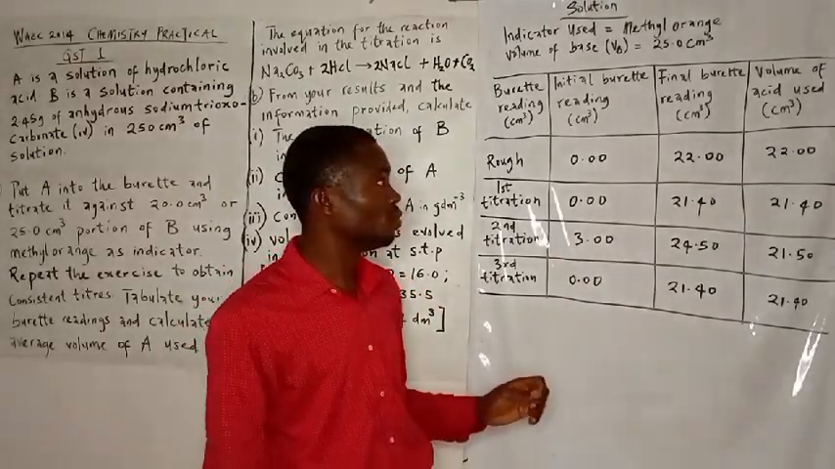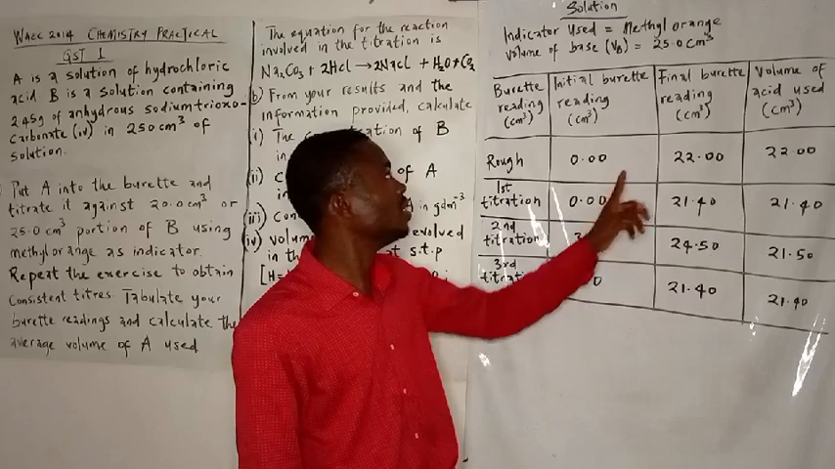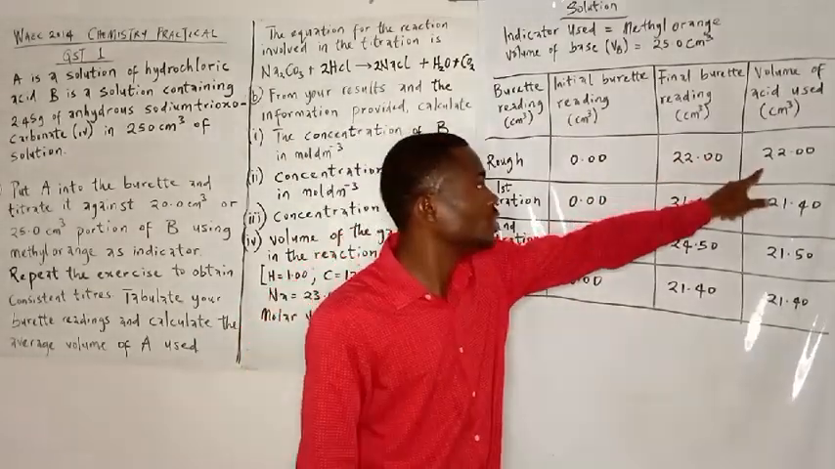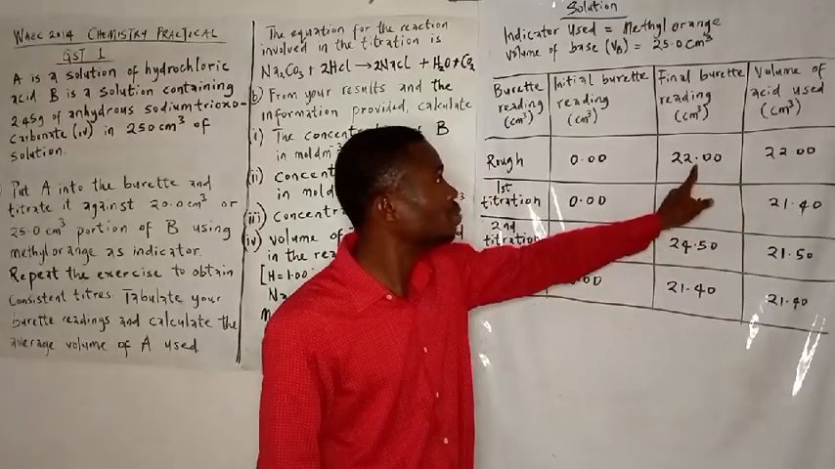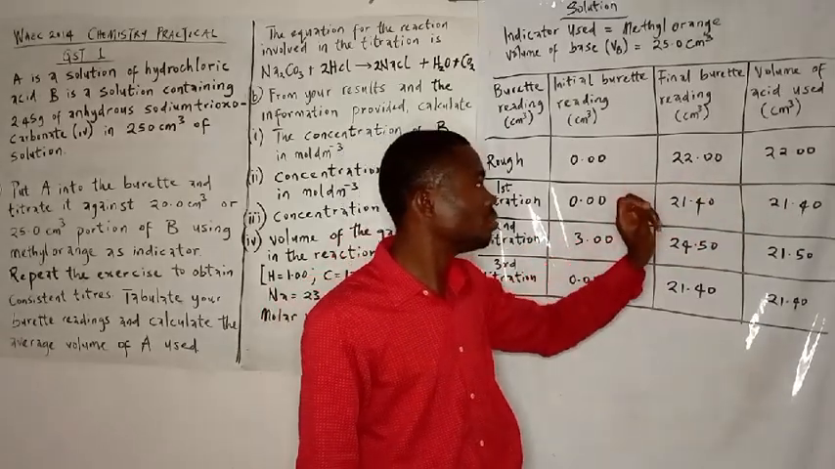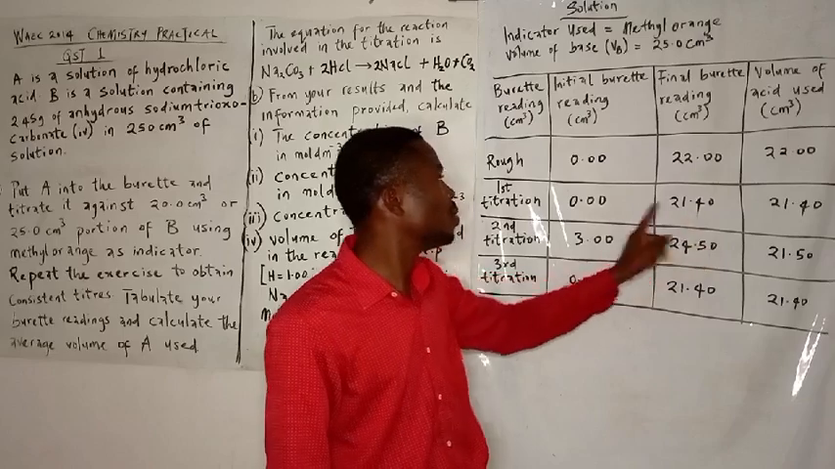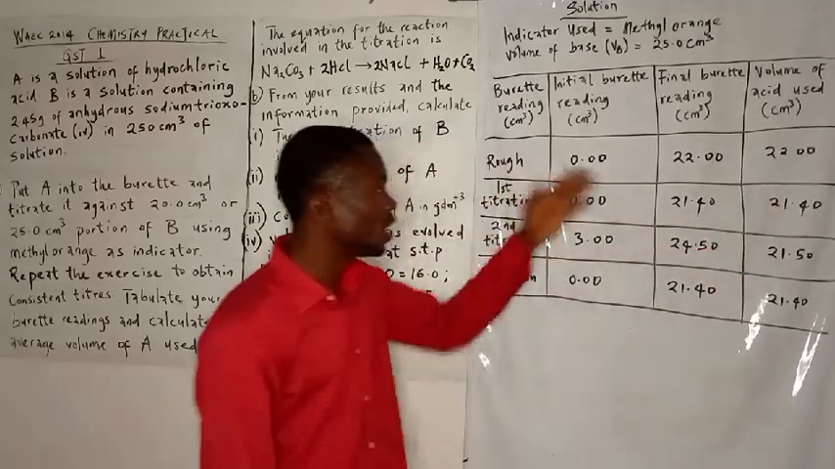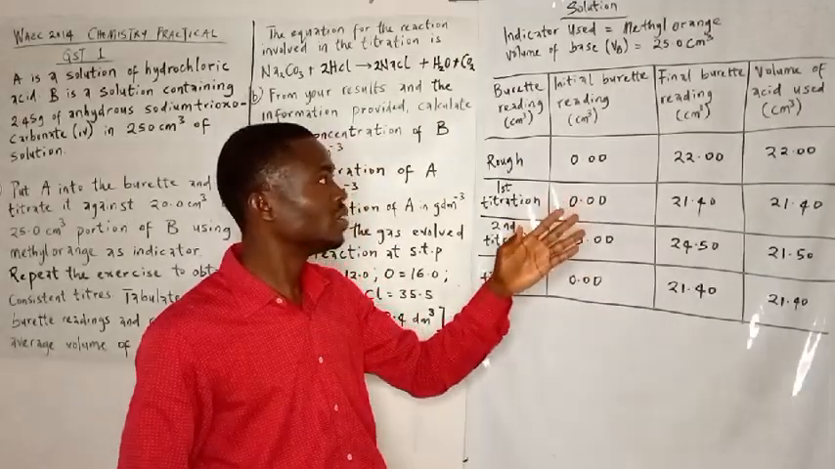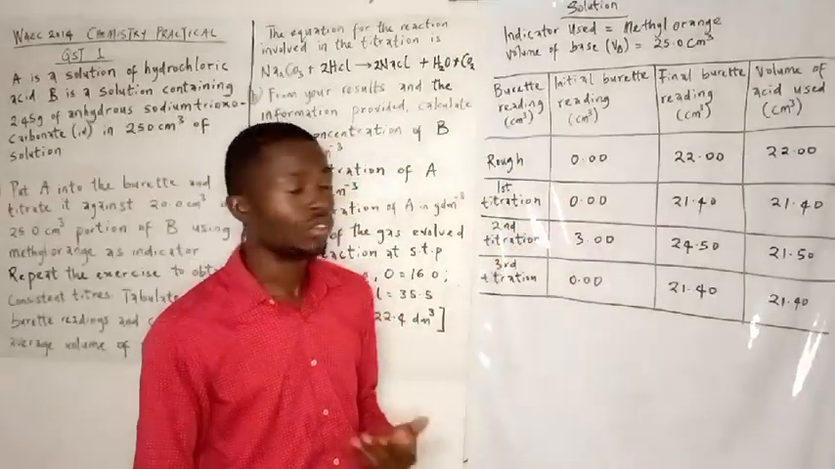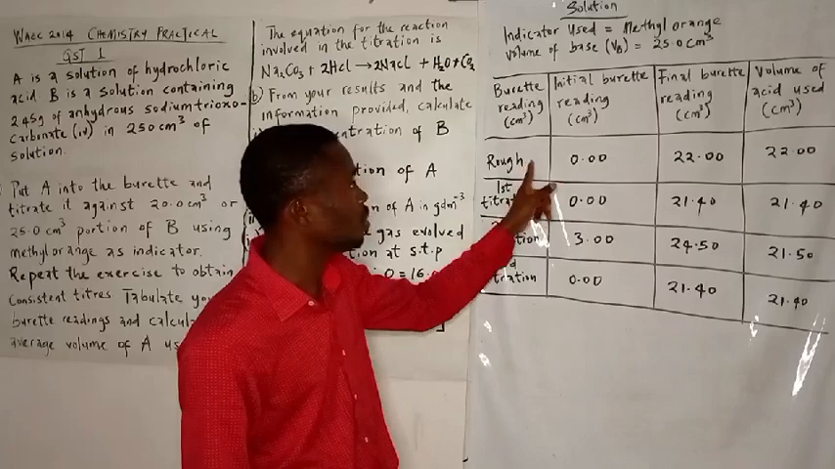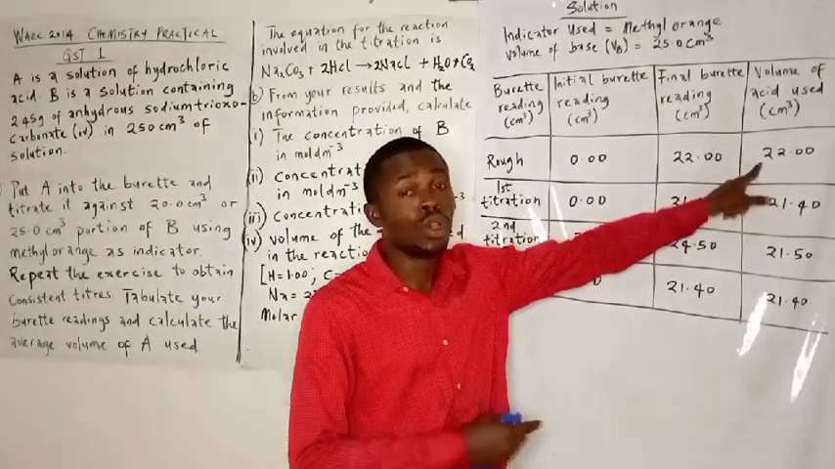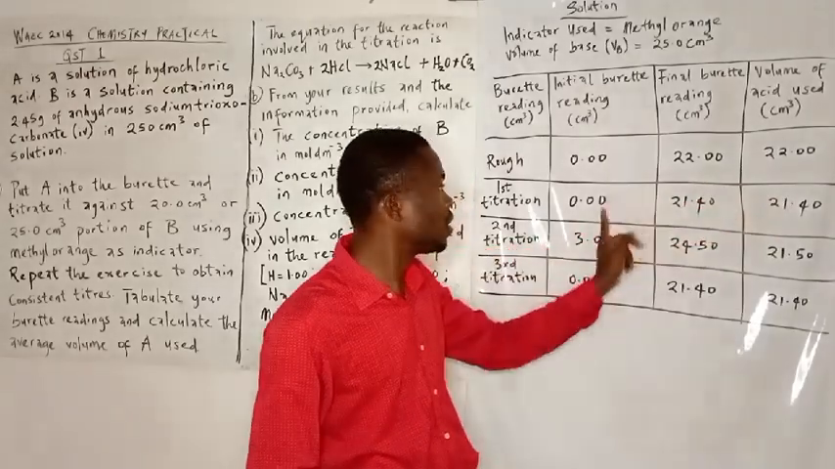The volume of acid used is obtained by subtracting the initial burette reading from the final burette reading. So volume of acid used is equal to final burette reading minus initial burette reading. The same thing applies here: final burette reading minus initial burette reading will give you the volume of the acid used. So that's how the volumes of the acid used were obtained. We are not to use the volume of acid used in the rough titration to calculate our average titer value. But we use the first, second, and third.